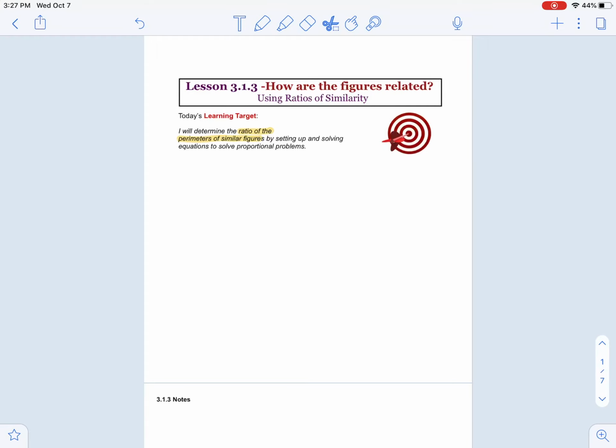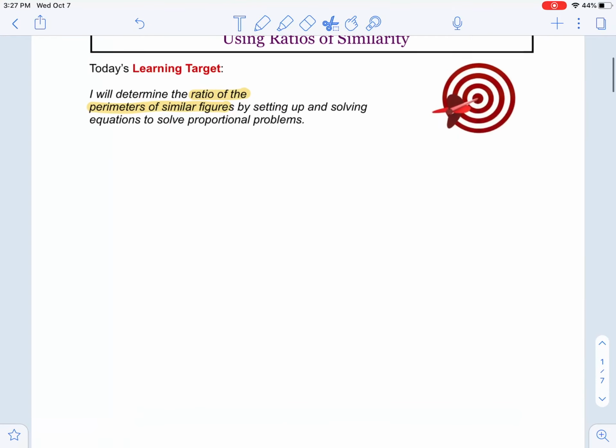Today we're going to be looking at lesson 313 in our ebook, looking at how figures are related and how we can use ratios of similarity. Our big learning target today is that we're going to be determining the ratios of the perimeters of similar figures by setting up and solving equations to solve proportional problems.